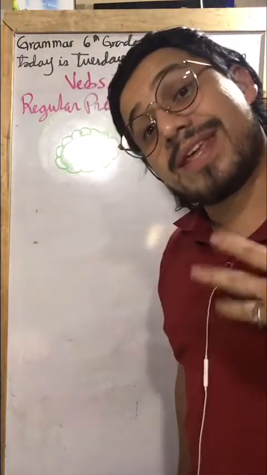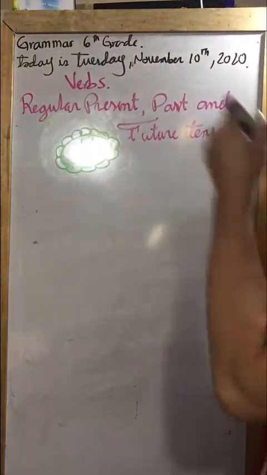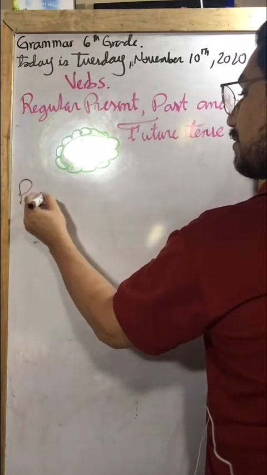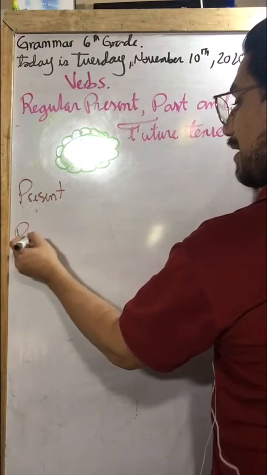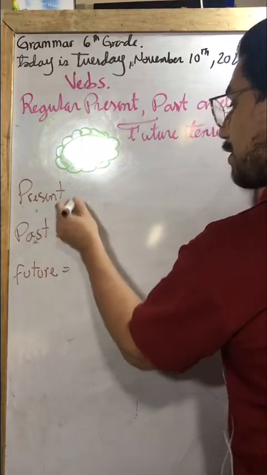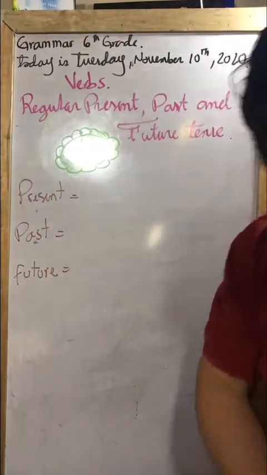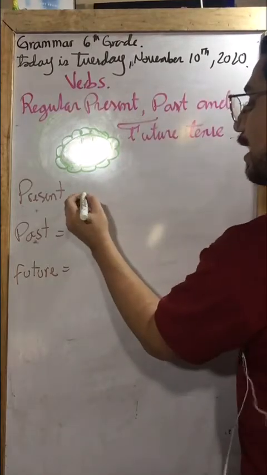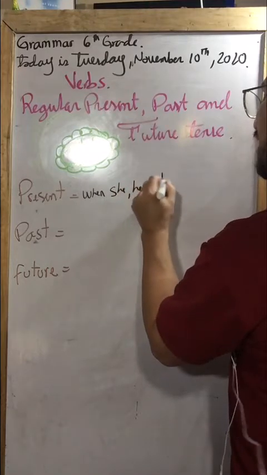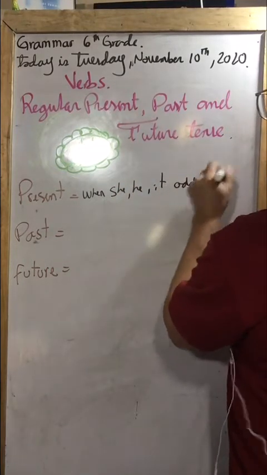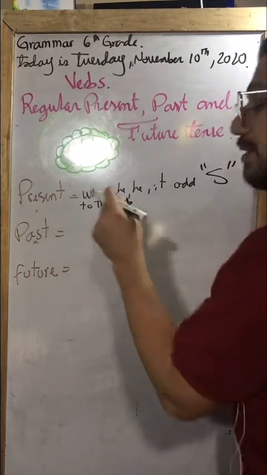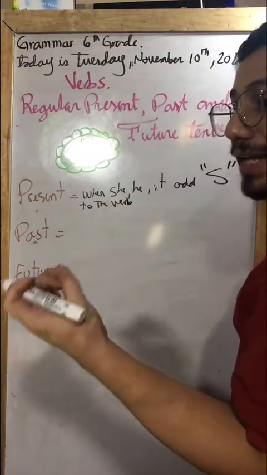But in this case, we need 3 rules for it. So in the case of it, we are going to have 3 times. We're going to have present, we're going to have past, and we're going to have future. Now, there are 3 specific rules for them that you don't have to forget. The only rule for present is that when she, he, and it, add s to the verb. Remember, she cleans, he cooks, the cat goes.